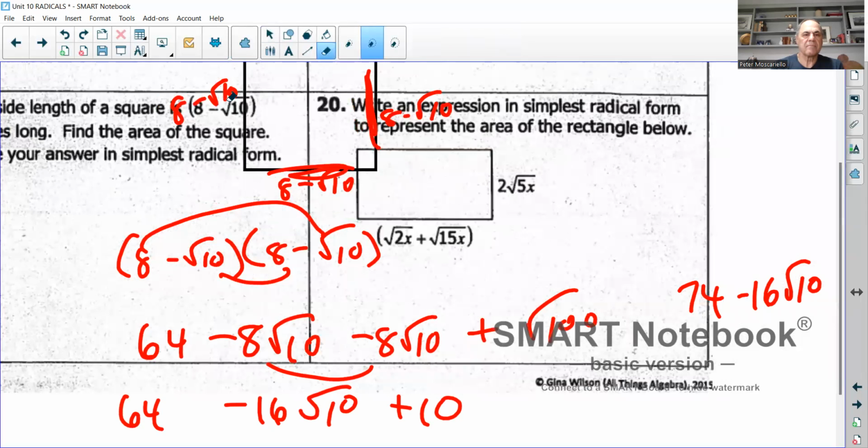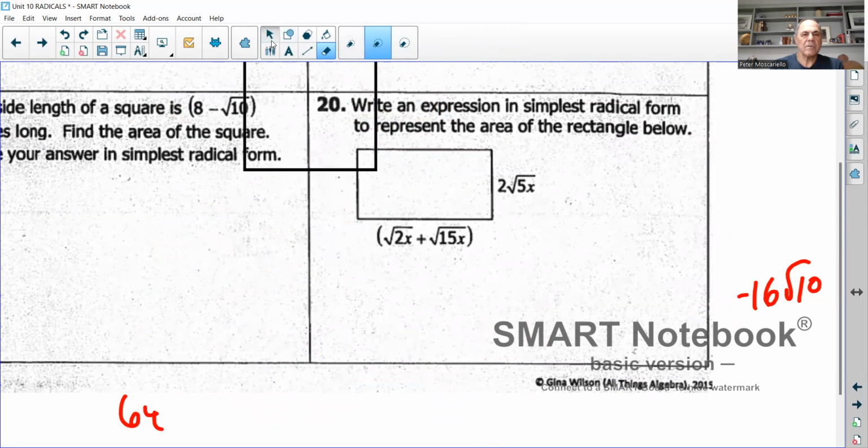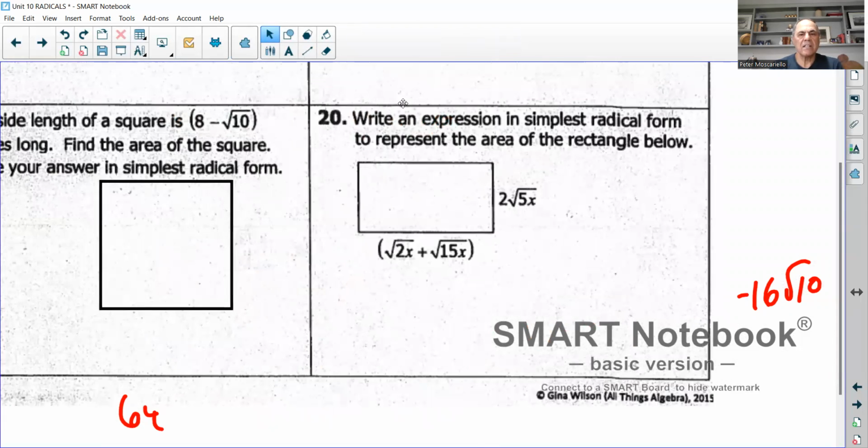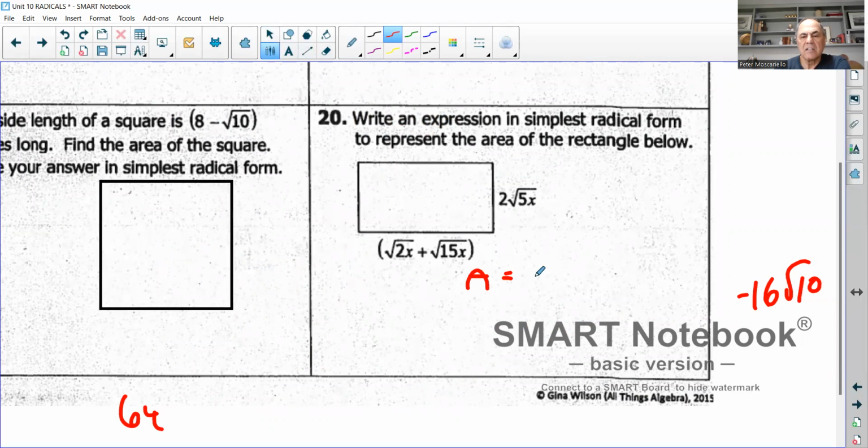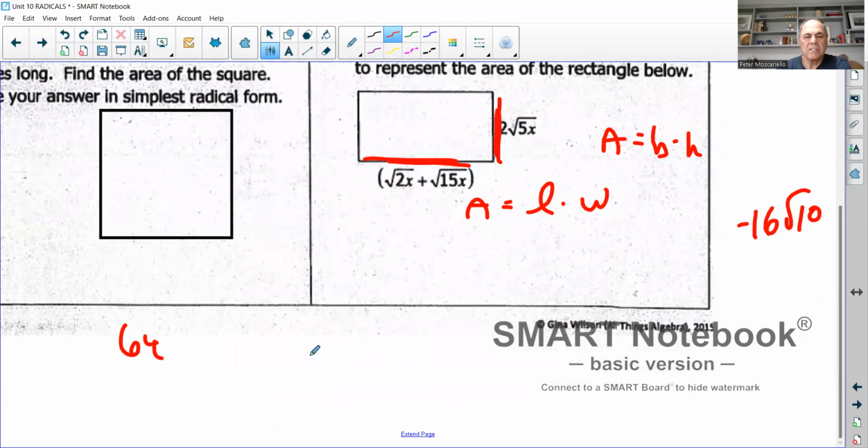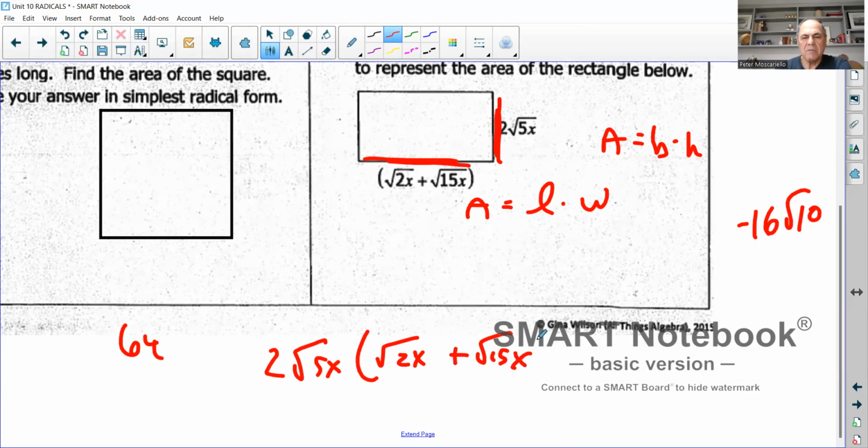And one more. Okay, this one, let's clean this up. Area of this rectangle, length times width, or maybe you learned base times height. Same thing, it's this side times this side. So it is 2 root 5x times this.